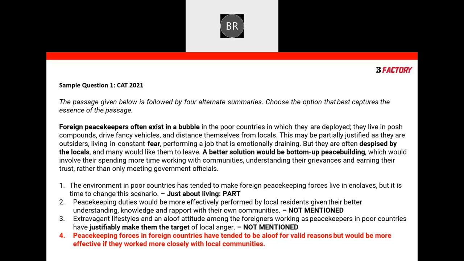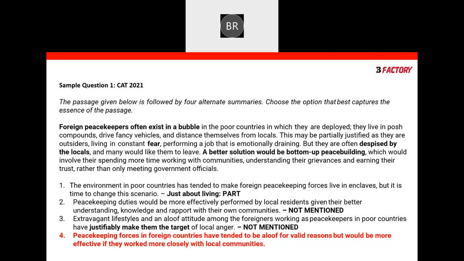Because it's not easy, right? Because of circumstances. ठीक है. Now, the next part my mind reads is better solution. Better solution will be to work with the poor people bottom up. Right? So, while reading itself, the objective is pretty clear. Read fast, capture the points.